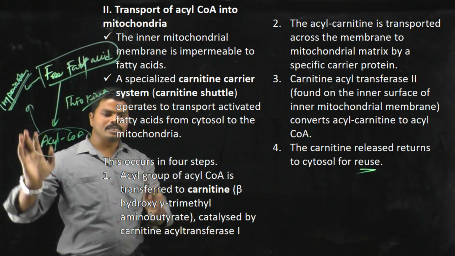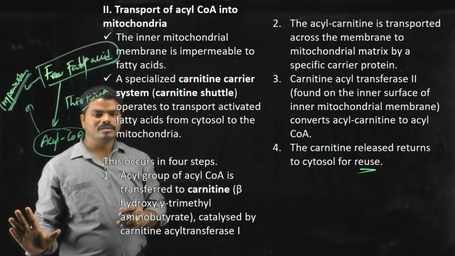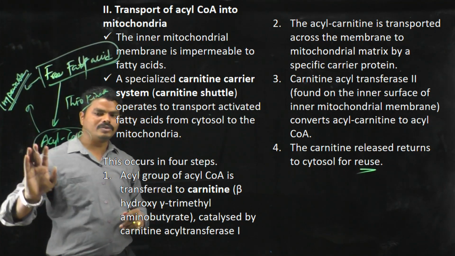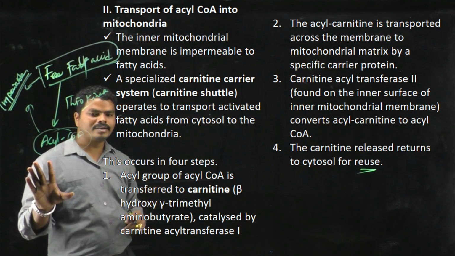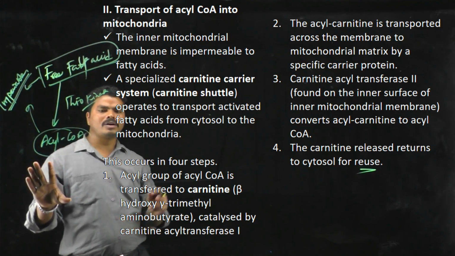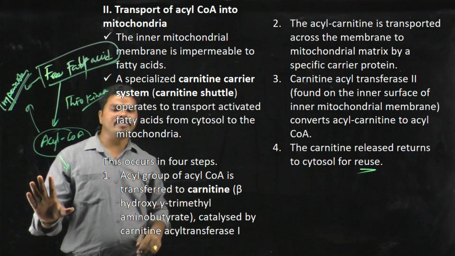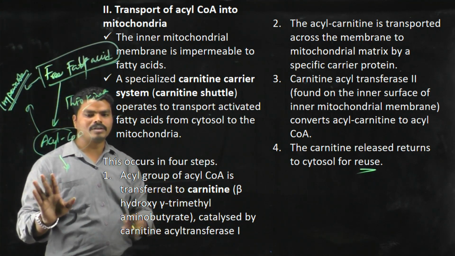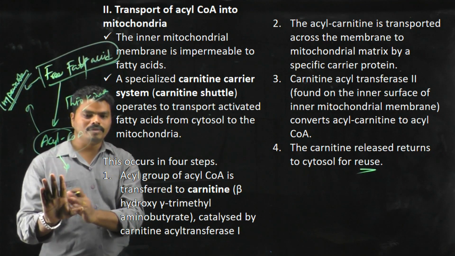After converting these fatty acids into acyl-CoA, a specialized carnitine carrier system, also called the carnitine shuttle, will operate the transport of activated fatty acid from the cytosol to the mitochondrial membrane. The insertion of activated free fatty acid into the mitochondrial membrane will happen in 4 steps.